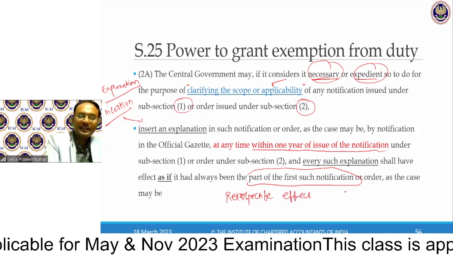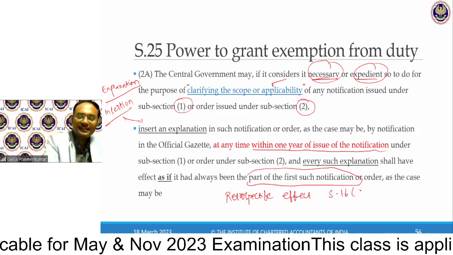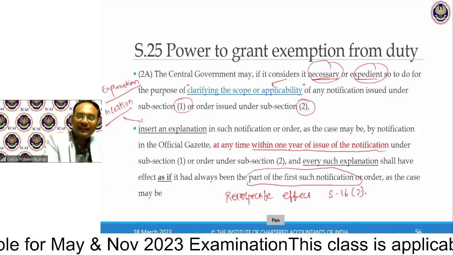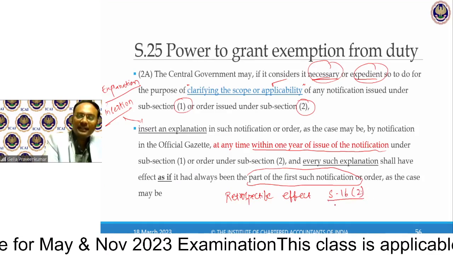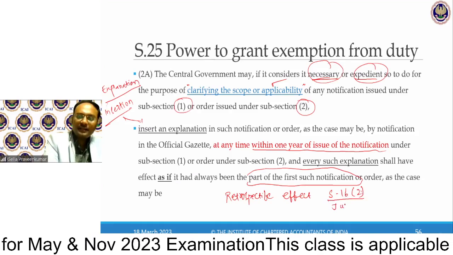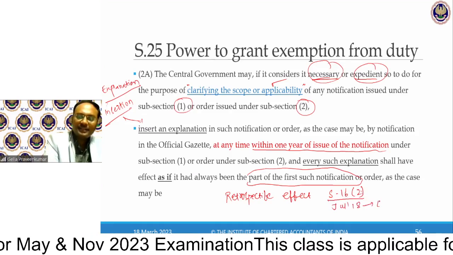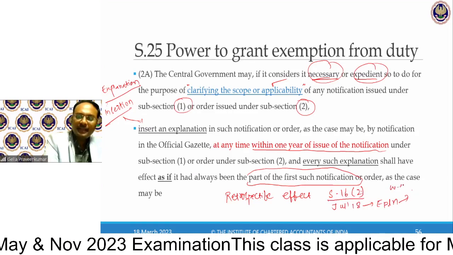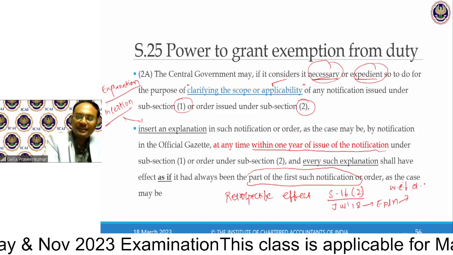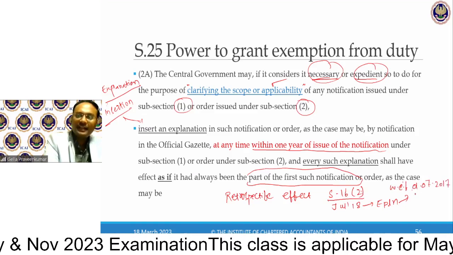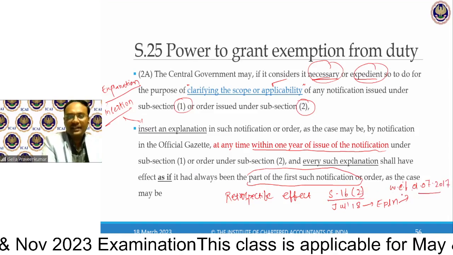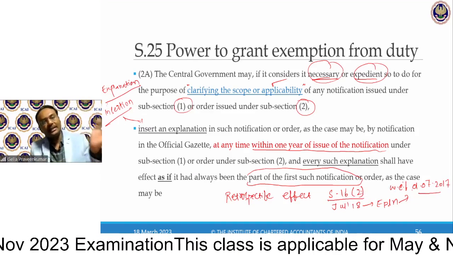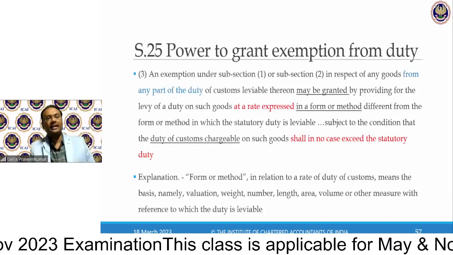Retrospective effect. Like this example, when I was talking about Section 16, subsection 2, with respect to receipt of goods. Whenever I receive goods, now assuming, say July 2018, this explanation has been inserted. It will be read as if this is made effective from 1st July 2017. Why? Section 16 came into effect from July 17. So whenever an explanation is inserted, it is deemed that from the day the original notification came, the explanation made the meaning effective from that particular date.